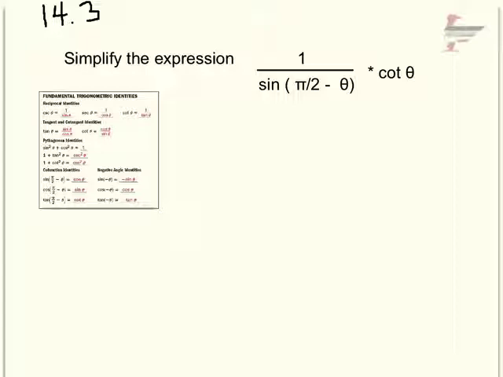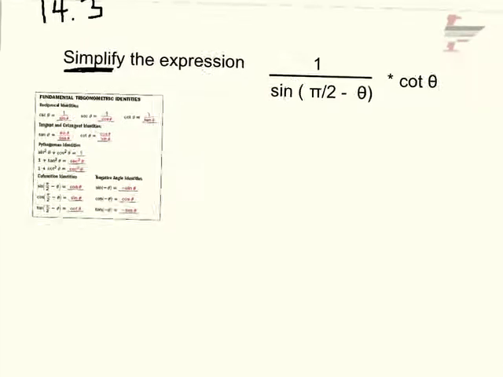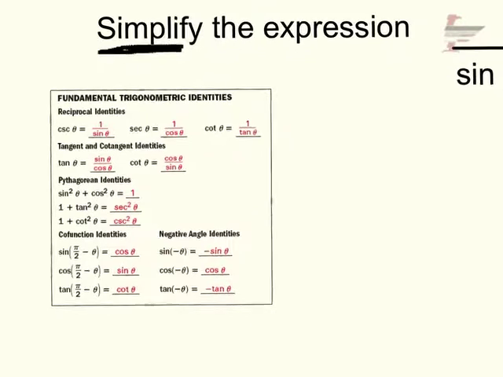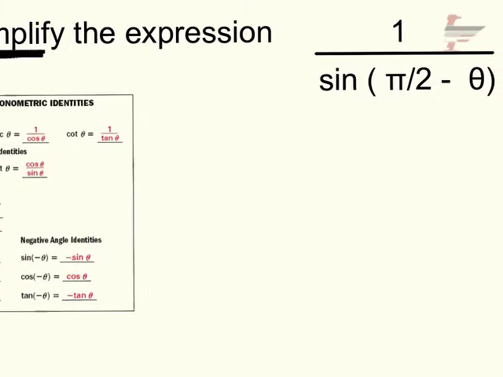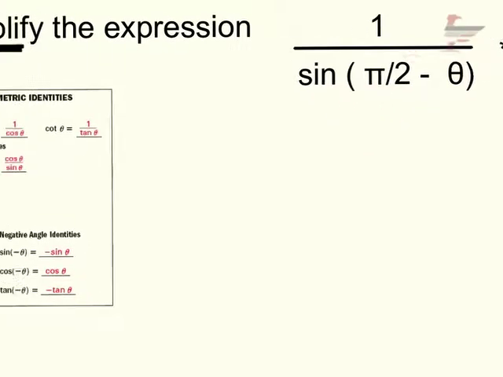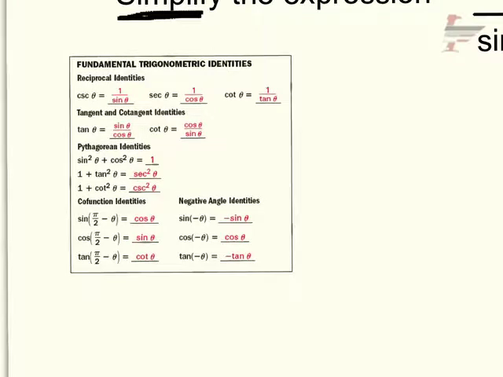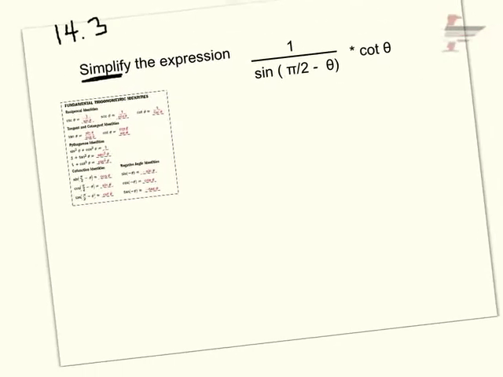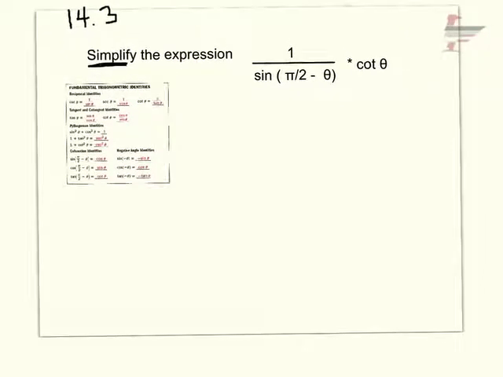So this first one says 1 divided by sine of pi halves minus theta times cotangent of theta. Simplify, of course, just like simplifying anything, you want to get it down as small as you possibly can. I'm going to remind you of your trig identities here, none of which you have to memorize. Sine of pi halves minus theta equals cosine theta, so I'm going to substitute that in.